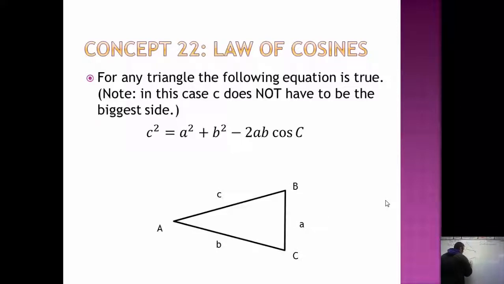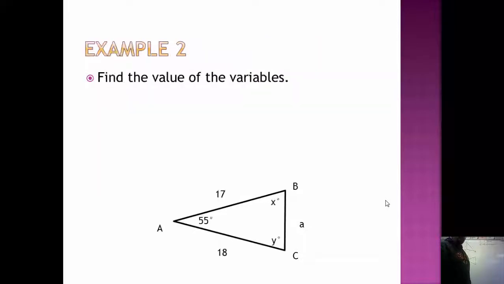So, the law of cosines is the start of the Pythagorean theorem. C squared equals A squared plus B squared. Now, what that's saying is it doesn't matter what side you choose. You just choose one, and it's equal to the other two sides added together squared. But then what you do is you minus 2 times those other two sides multiplied together times the cosine of C.